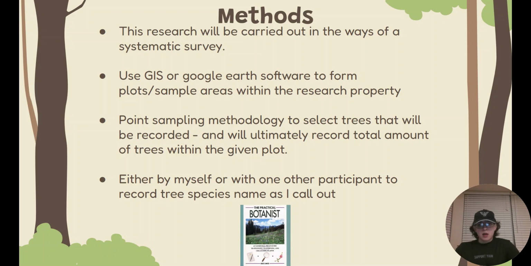So some methods. Like I said, it's going to be a survey. Most commonly known, just like a lot of people's projects, it's going to be a systematic survey, very methodical. I'm going to start at one part and go to the next, step by step. I'm going to be using GIS or some sort of mapping software, or possibly Google Earth Pro, to form plots within the research property. So I'm not just going to look at the property as a whole. I'm going to split it up to organize it and create a table, which I'll explain more in a bit, based off of all these different plots.